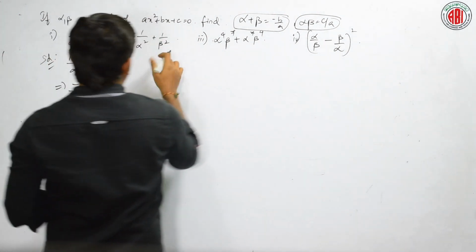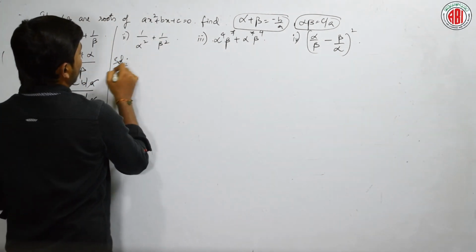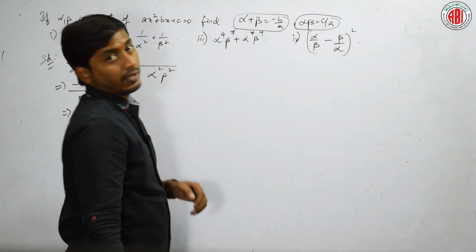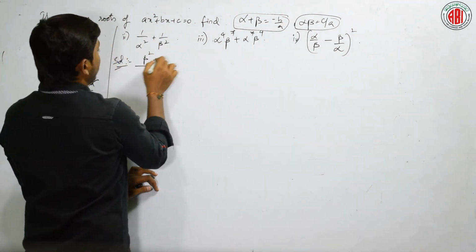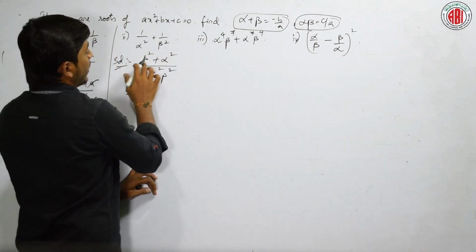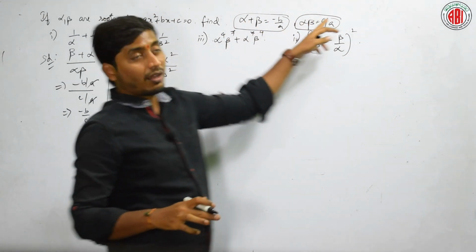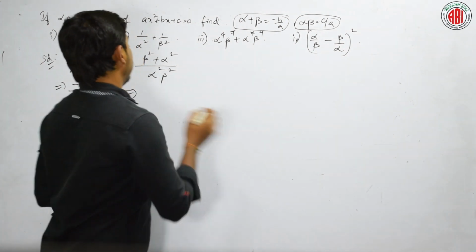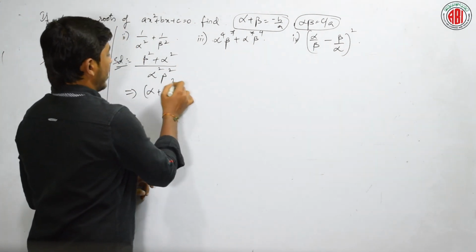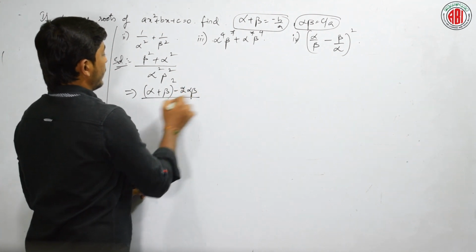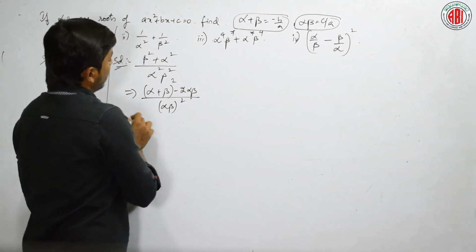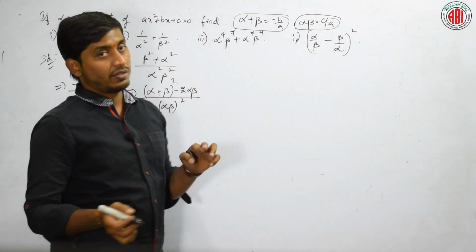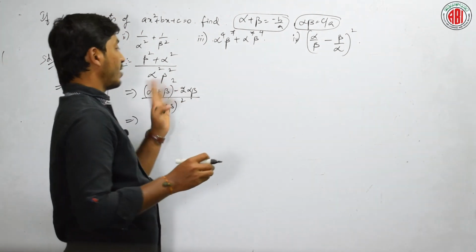1 by alpha square plus 1 by beta square. Again, what is the LCM here? Alpha square beta square. Okay? Here we will get beta square plus alpha square. Do we have the formula for a square plus b square? No, right? So, let us write a square plus b square as (a plus b) whole square minus 2ab. Can we write like that? Yes. What is (a plus b) whole square? a square plus b square plus 2ab.